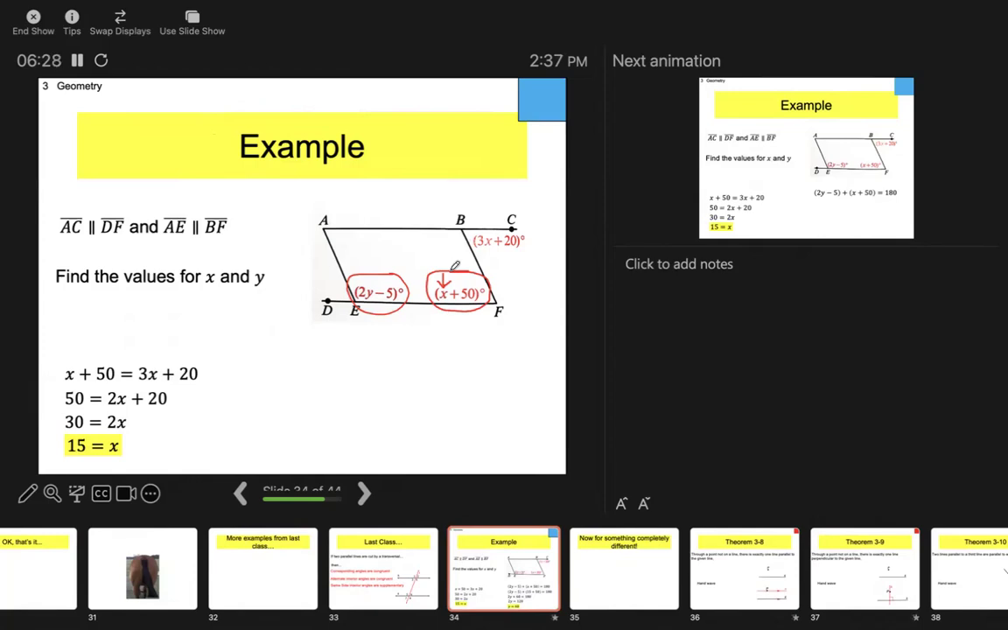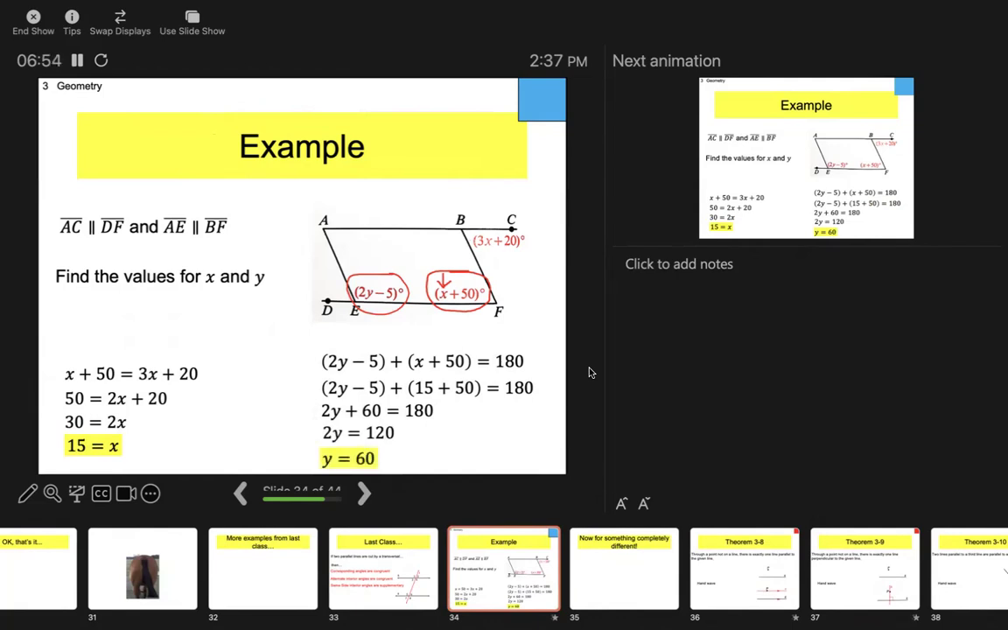those would be same side interior angles. They would be supplementary, which means that those two angles added together, 2y minus 5 and x plus 50, would have to equal 180. And I know that x is equal to 15 from the previous thing. So it's just a bunch of algebra at this point. 15 and 50 is 65. 65 minus 5 is 60. See what I did there? Subtract 60 from both sides, 120. Therefore, y is equal to 60.